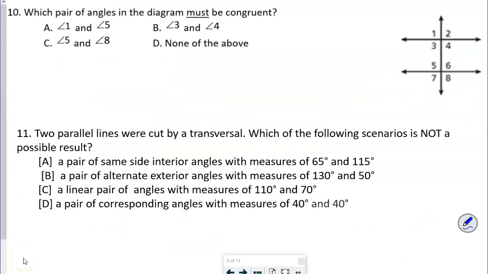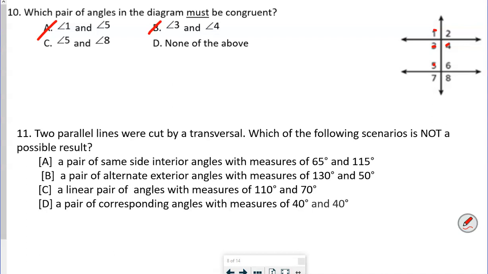Okay, for this next one, it says, which pair of angles in the diagram must be congruent? Okay, now it does not show us that the lines are parallel, so we cannot assume that. So let's look at angle 1 and 5. Now, if the lines were parallel, we could say that is true, but we don't know that they are congruent because we don't know if those lines are parallel, so we can't say that one. 3 and 4, obviously not, because the only way we would know that is if they were both right angles, okay, because those are a linear pair.